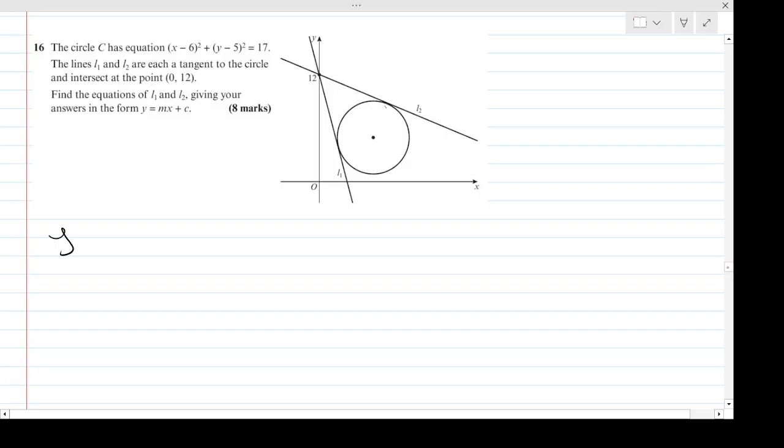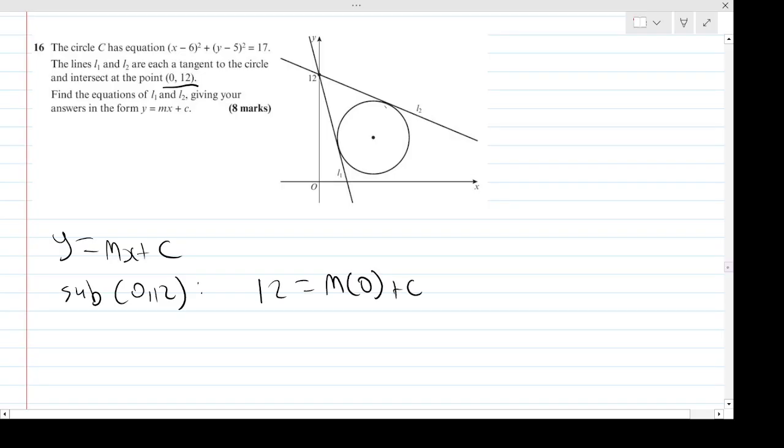So we know the equation of any line is y equals mx plus c. What I'm going to do is substitute this point 0, 12 in. So y is 12, m times 0 for x plus c. Therefore, c is 12. And we can see that there, right? The y-intercept is 12. That means both the equations have to be in the form y equals mx plus 12. Now, obviously, the gradients will be different.